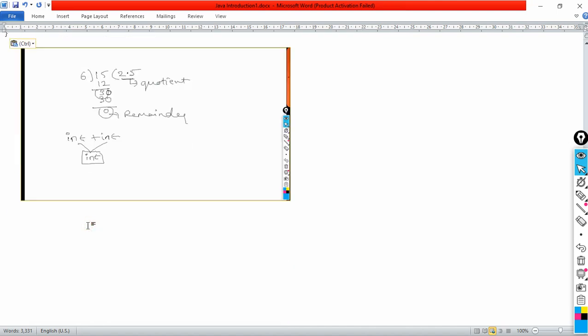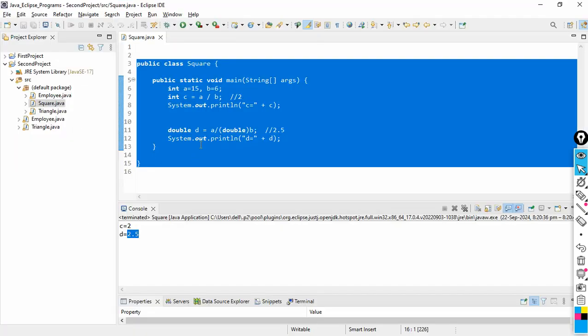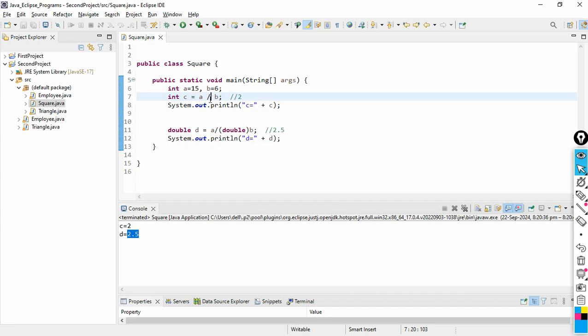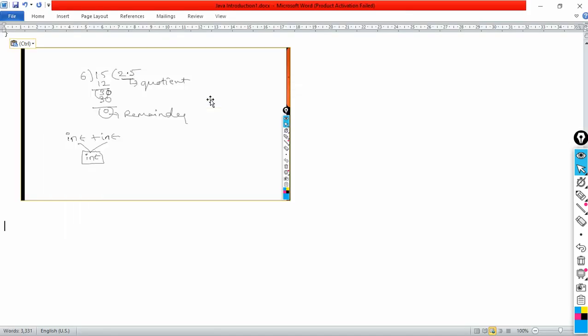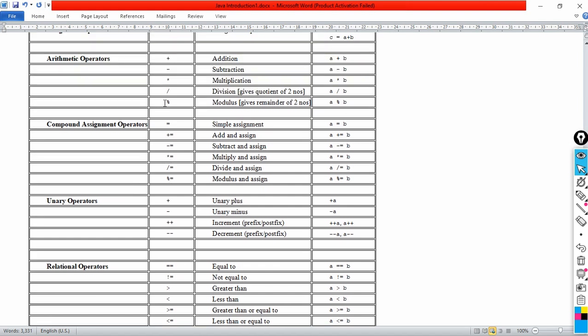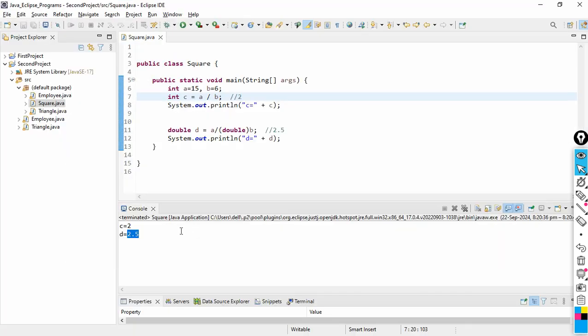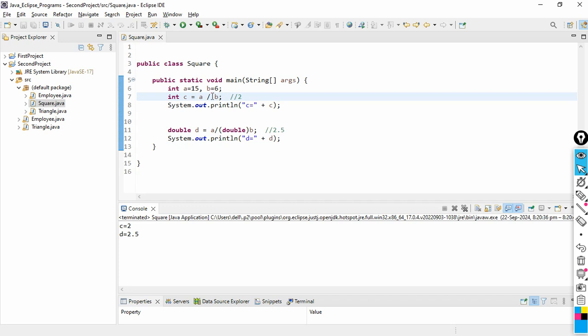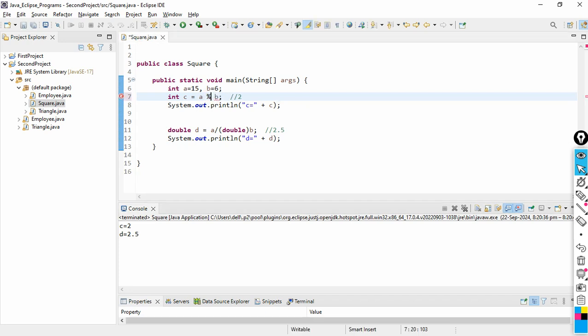Then we'll get to the next one. The division operator we have completed. Now I am going to explain another operator, the modulus operator. Modulus means it gives the remainder of two numbers. How? Let us understand now. See here, I am going to write the modulus operator. What happens if it is a modulus? I am giving the modulus operator.